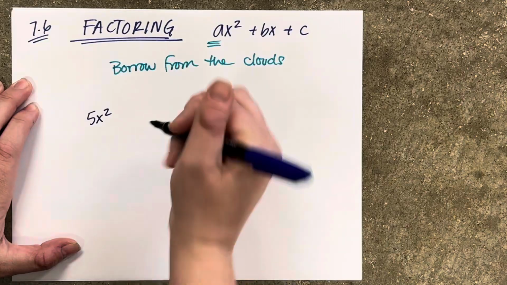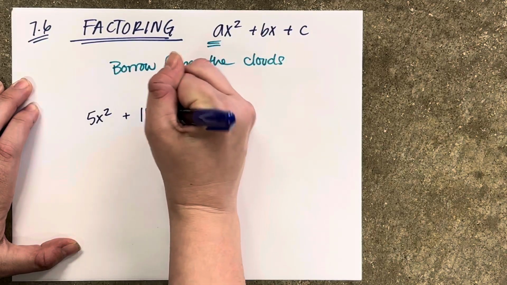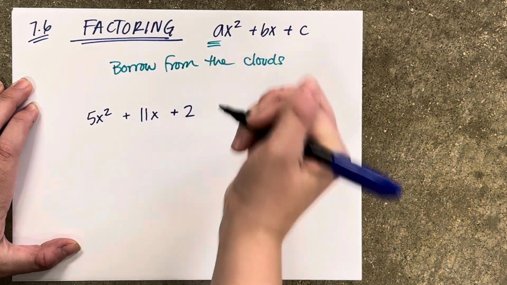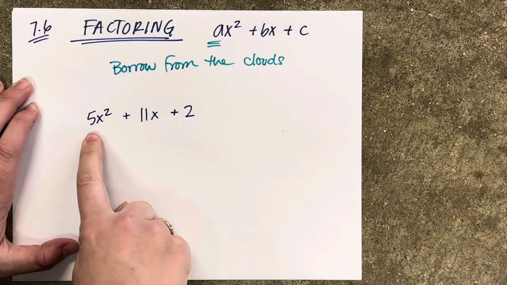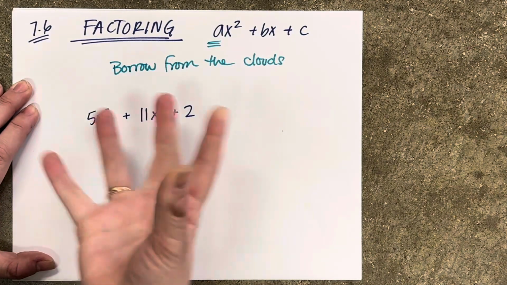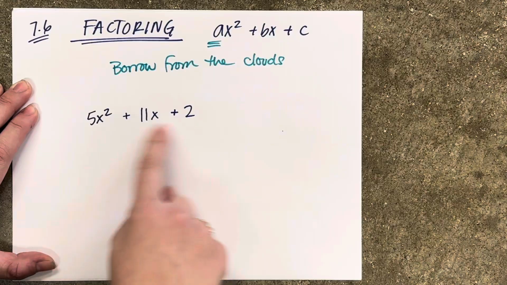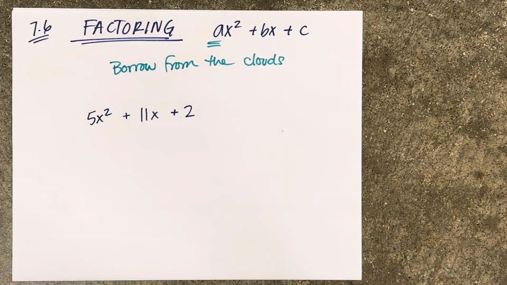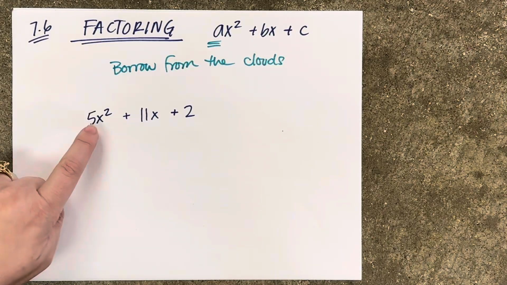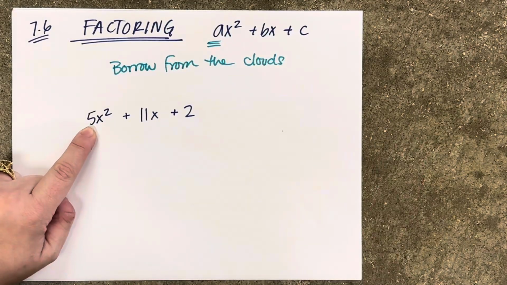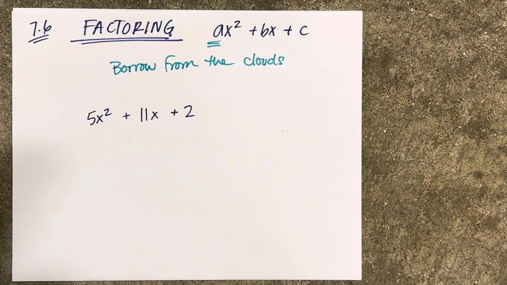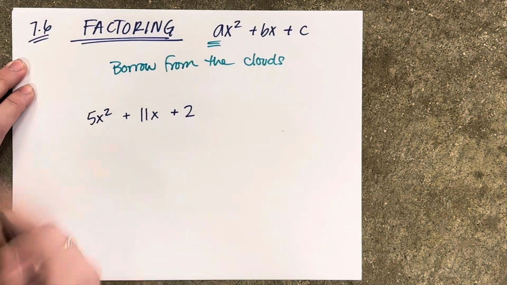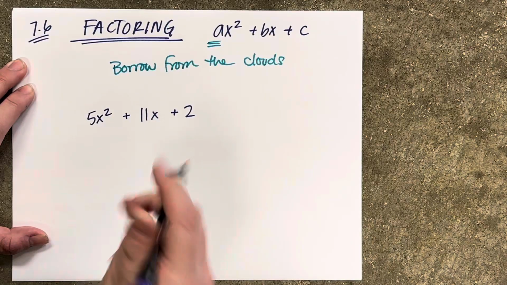5x squared plus 11x plus 2, okay? There is no way for me to take out this 5 from 11 and 2, right? I can't just pull it out and leave that 5 out. I have to have that 5x. So I now have an a coefficient in front of my x squared. Here's what you do, okay? You don't panic, and you're going to borrow from the clouds.